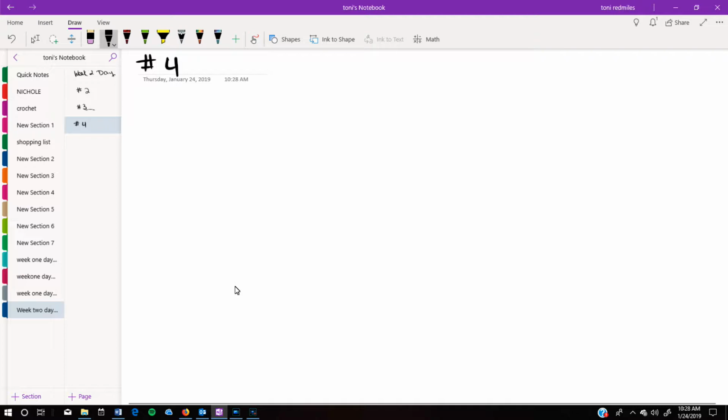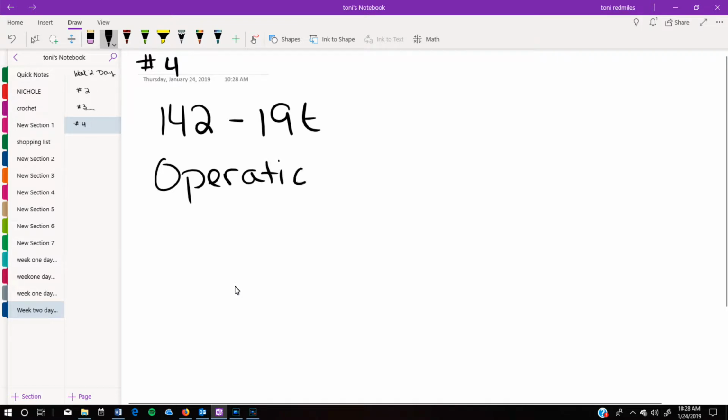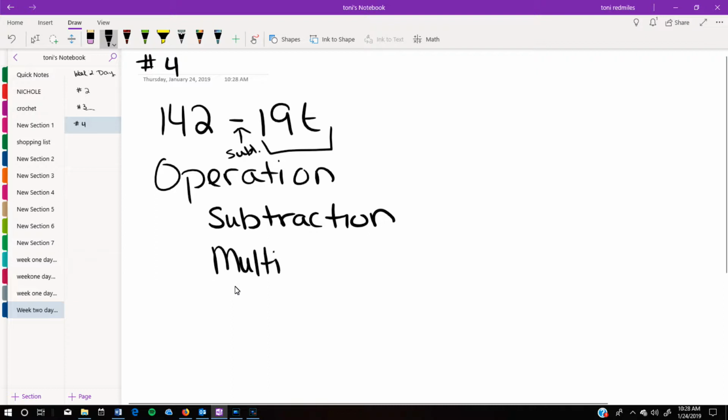All right, number 4. Write the word phrases for the algebraic expression. You all are going to have different things, okay? You can write it different ways. The first thing I need to do is identify my operations. I have subtraction right here, but I also have multiplication right here. So I have subtraction and I have multiplication.